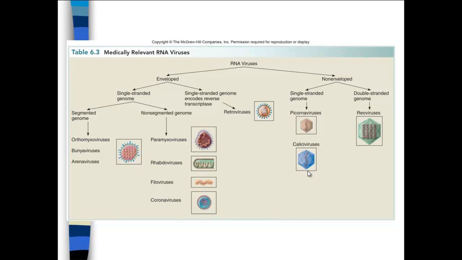In terms of single-stranded genomes without reverse transcriptase, you have segmented and non-segmented genomes, and you don't need to know these different classes of segmented and non-segmented genomes. So, I would know what a reovirus is, I would know what a retrovirus is, and I would know the different classifications.